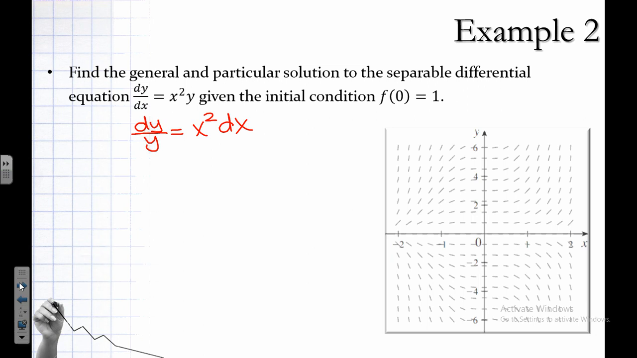Plus 1 on a free response problem. Antiderivative of 1 over y, Peter. Antiderivative of x squared. We all did that just a moment ago.